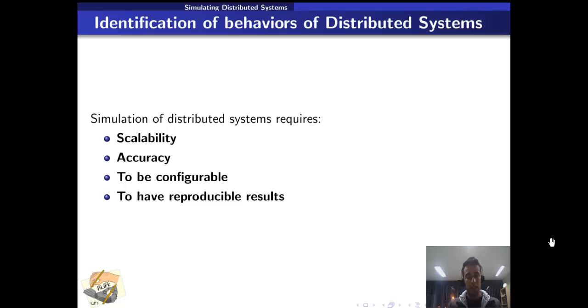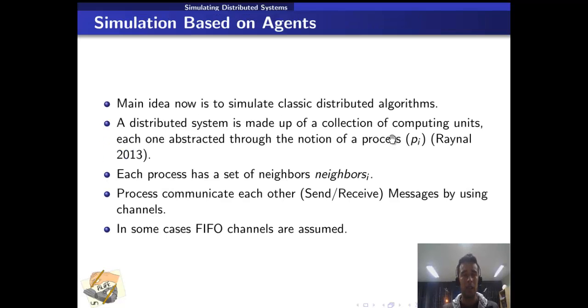The main requirements of the simulation are scalability, accuracy, configurability, and reproducible results. The main idea of my simulation is to simulate classic distributed algorithms. In this fashion, a distributed system is defined as a collection of component units. In this case, I abstract this in the notion of a process, where each process has a set of neighbors, and the processes can communicate with each other.